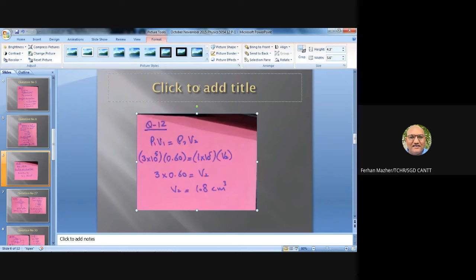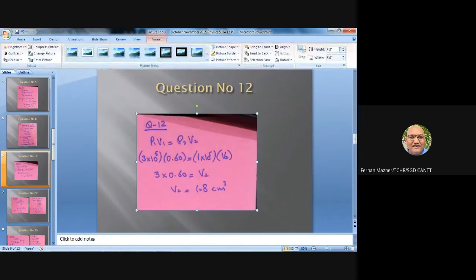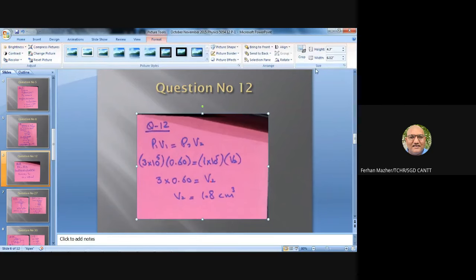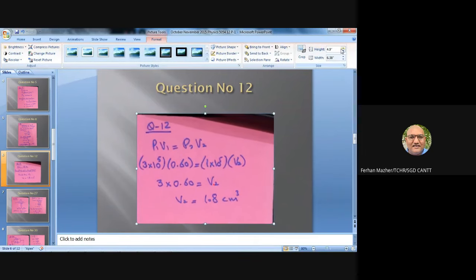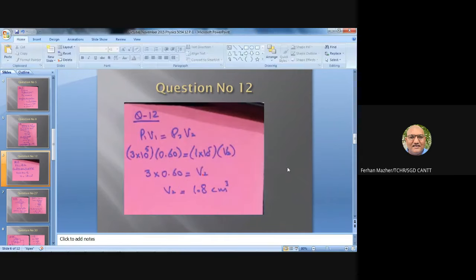This is question number 12. I hope that you are able to see this. Okay, so for this question, this is how we will do the paperwork.